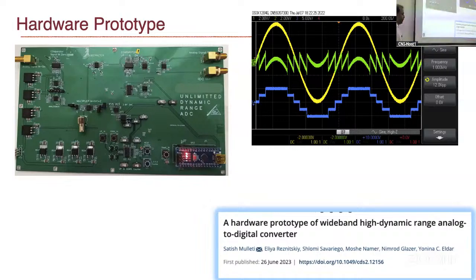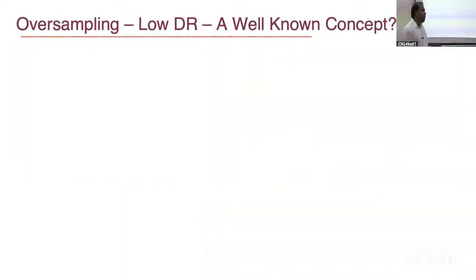Okay, fine. So now here we are doing oversampling, right? And what are we reducing in general? The number of bits, because the dynamic range is small and we're reducing the number of bits. So is this concept well known? Yes, please.